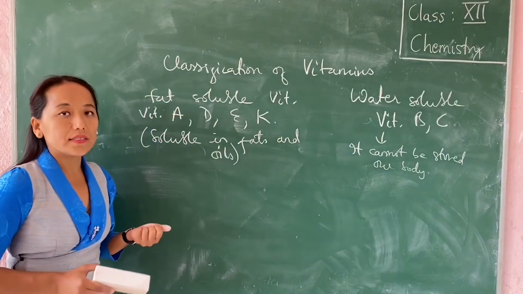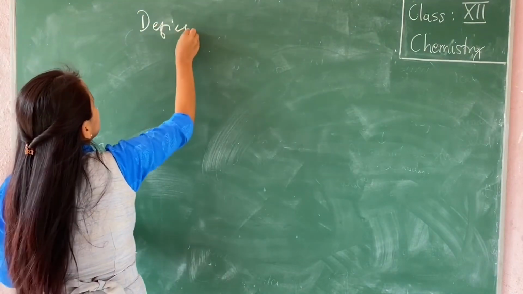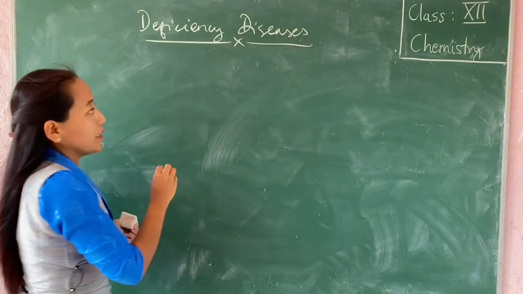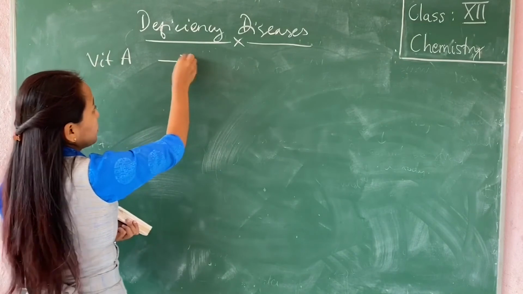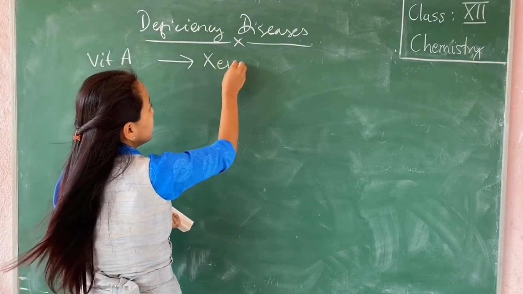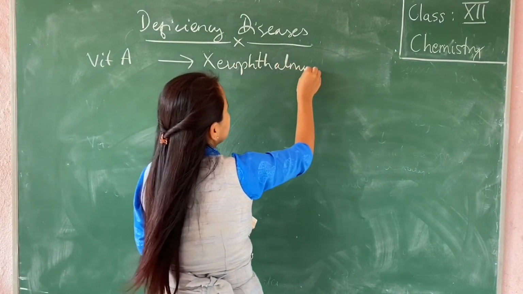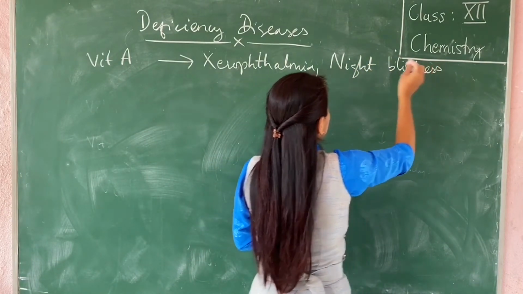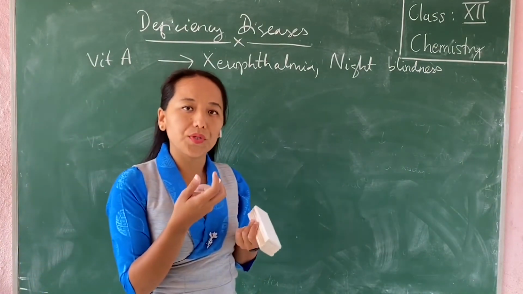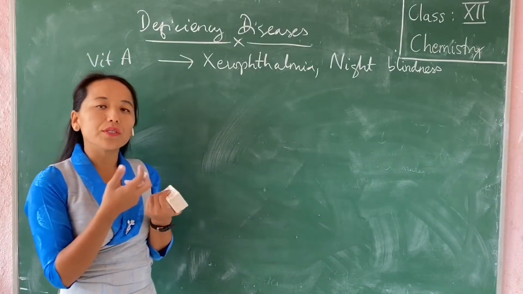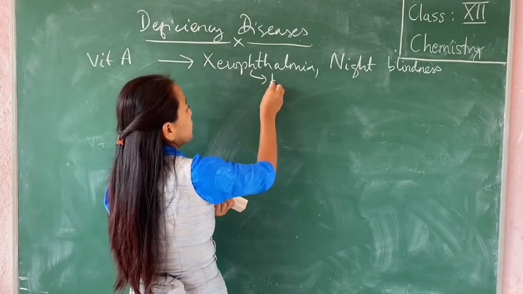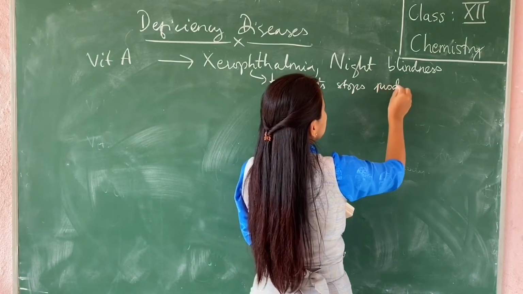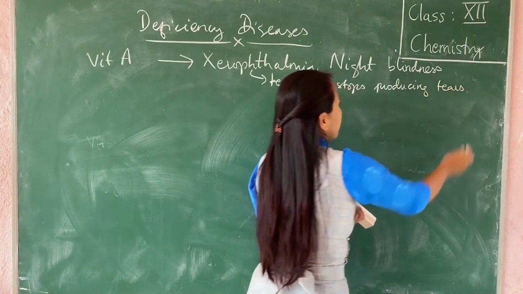Now let's move to the deficiency diseases of vitamins. Now the first one is vitamin A. The deficiency of vitamin A causes a medical condition called xerophthalmia, and it also causes night blindness. Xerophthalmia is the condition where the tear ducts stop producing tears, and night blindness is a condition in which the person loses his vision at night. Here, the tear duct stops producing tears. It is also called dry eye disease.